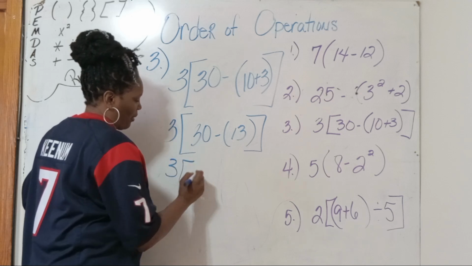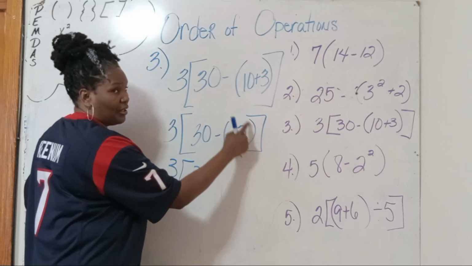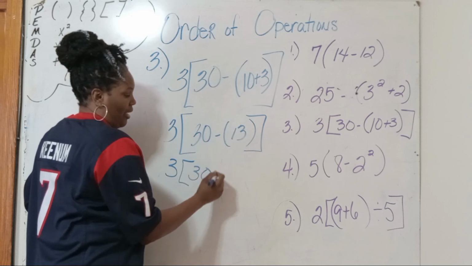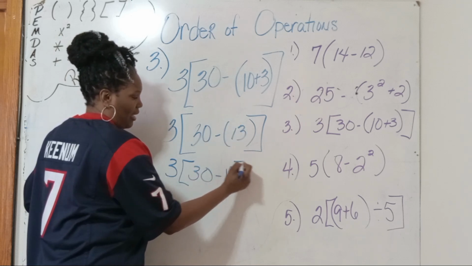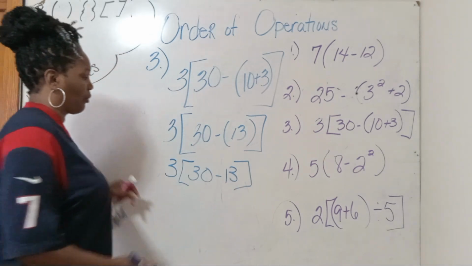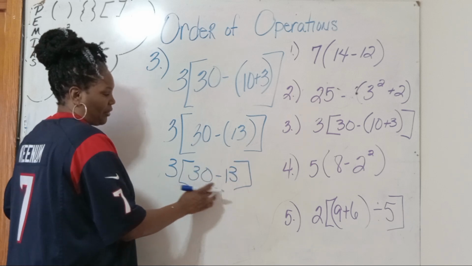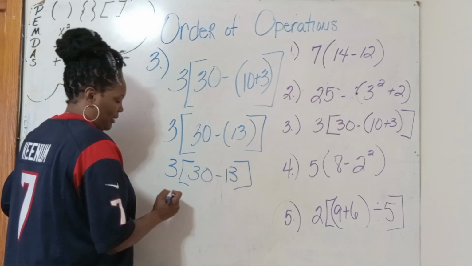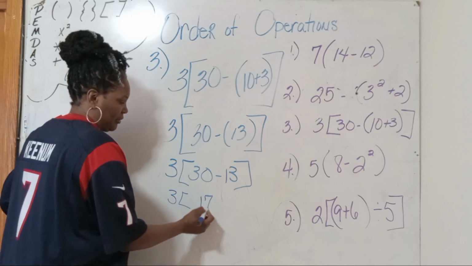3 open braces, 30 minus. Look, there's no other number inside of these parentheses. I can bring down my sign and take that 13 out of those parentheses. Okay? So now I have 3 open braces, 30 minus 13. What's 30 minus 13? 17. Good deal.